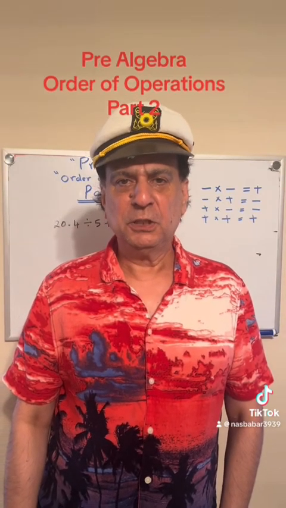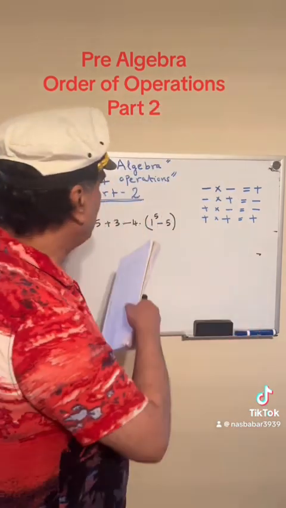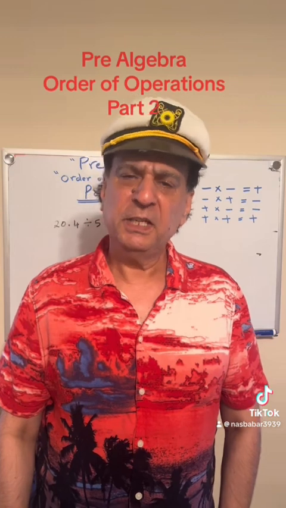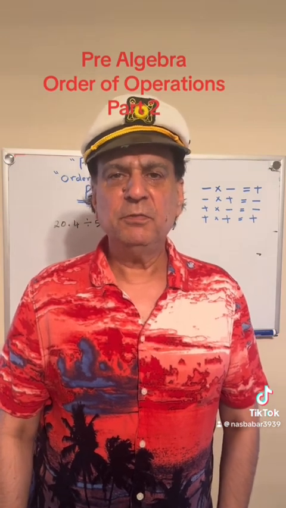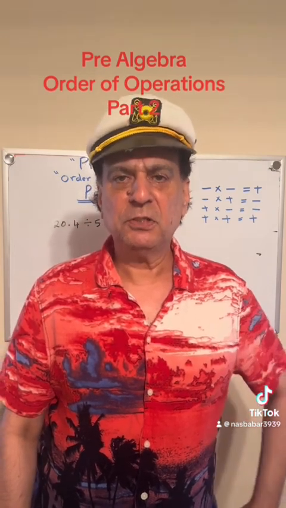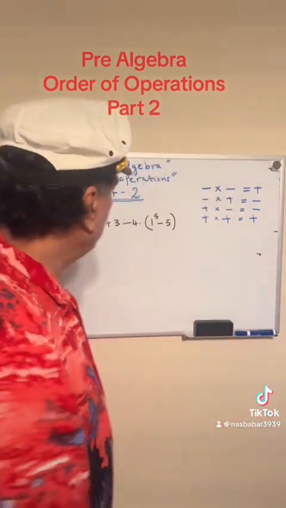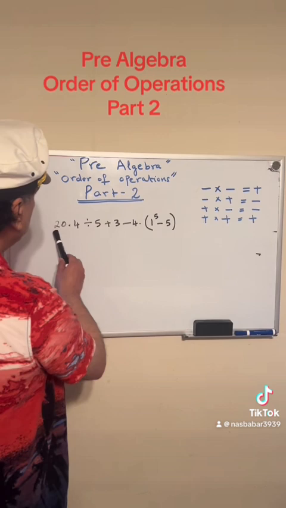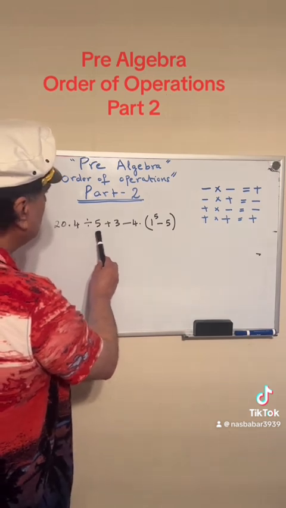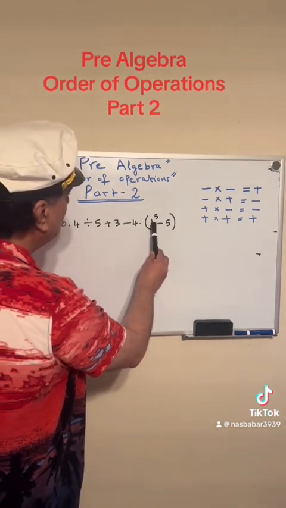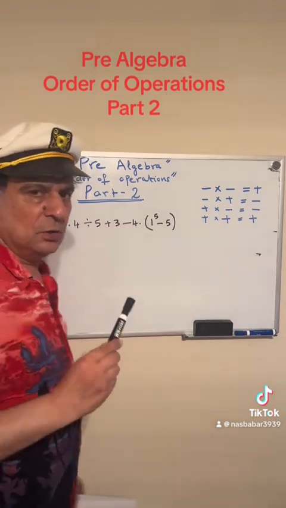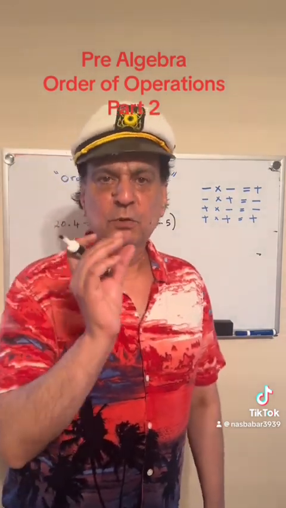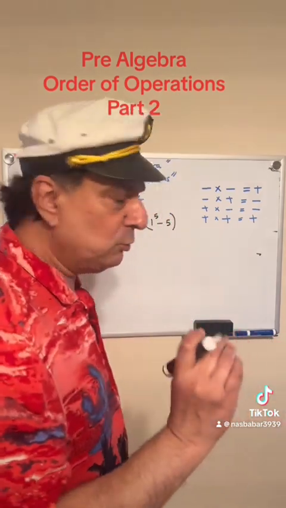This is Pre-Algebra Order of Operations Part 2. In my last lecture, I solved some problems. They were easy ones, but let's see if we can tackle some hard expressions. I have one for you on the board. In this particular expression, you have multiplication, division, and parentheses. The rule is anytime you see parentheses, you solve the parentheses first. So let's go ahead and do that.